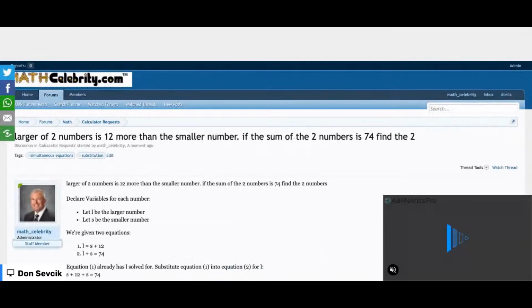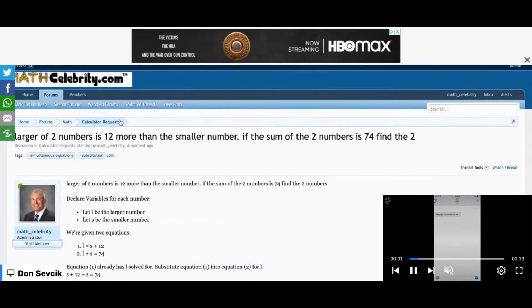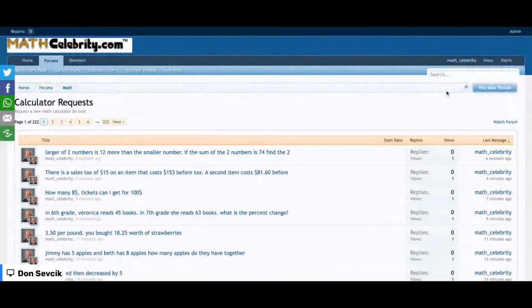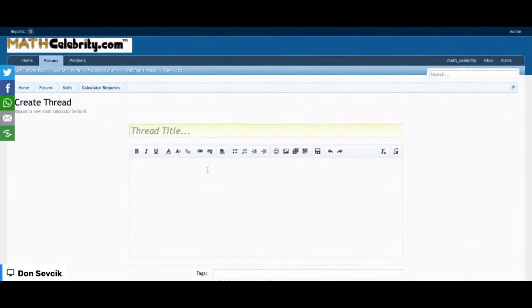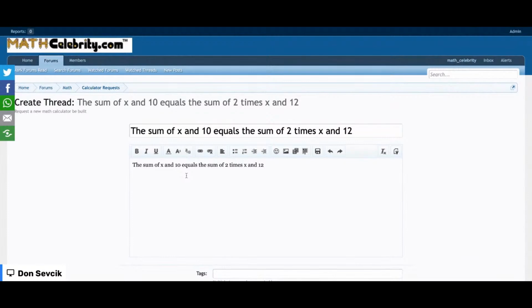All right. Let's keep the momentum moving here. Okay, I'm going to go back here. All right. The sum of x and 10 equals the sum of 2 times x and 12. The sum of x and 10 means we add 10 to x: x plus 10.